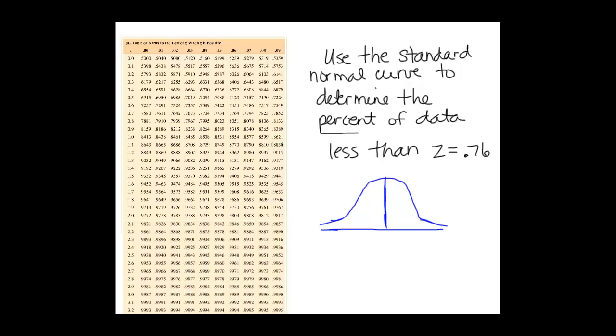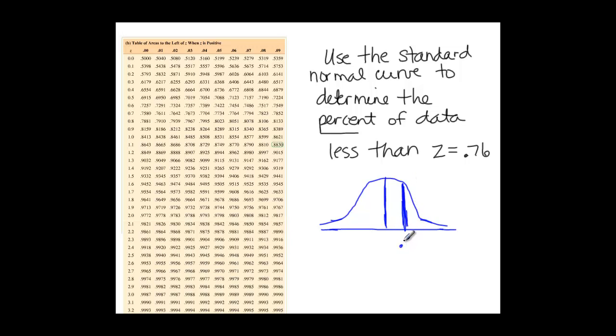Let's look at this next example. It says to use the standard normal curve to determine the percent of data less than a z-score of 0.76. In each of these you probably want to draw a little model of the normal curve with the mean in the middle, and then the z-score of 0.76. It's positive, so it doesn't matter exactly where you put it. It's just a little bit less than a z-score of 1, but that really doesn't matter. I'm going to just put it right here.